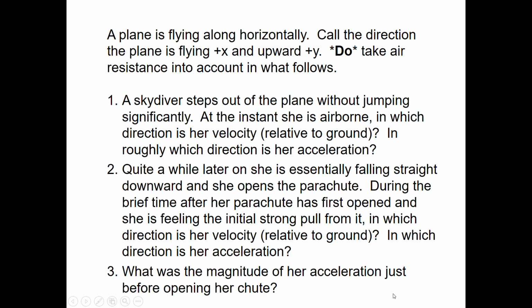3. What was the magnitude of her acceleration just before opening her chute? I'm trying to phrase it in such a way that it sounds like she's reached terminal velocity. So if she's reached terminal velocity, that means she's falling downward at a constant speed. That means her velocity is not changing. If her velocity is not changing, her acceleration is approximately 0. It may not be exactly 0, but it's going to be very close compared to her acceleration at other times in the fall.